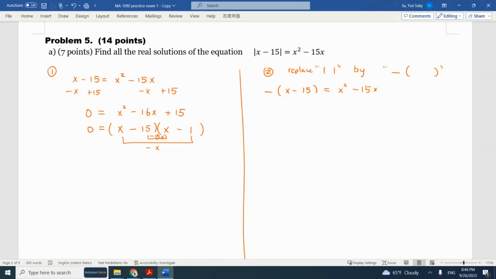Okay, the product of two factors equals 0. It means the first factor equals 0, or the second factor equals 0. And we solve for x. So add 15 on both sides, we get x is 15. Here we add 1 on both sides, we get x equals 1. So we have two roots.